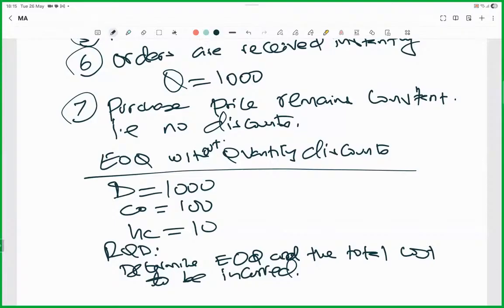So you see here, there is no mention of anything to do with what here? Discounts. No mention of anything to do with discounts. No mention totally.